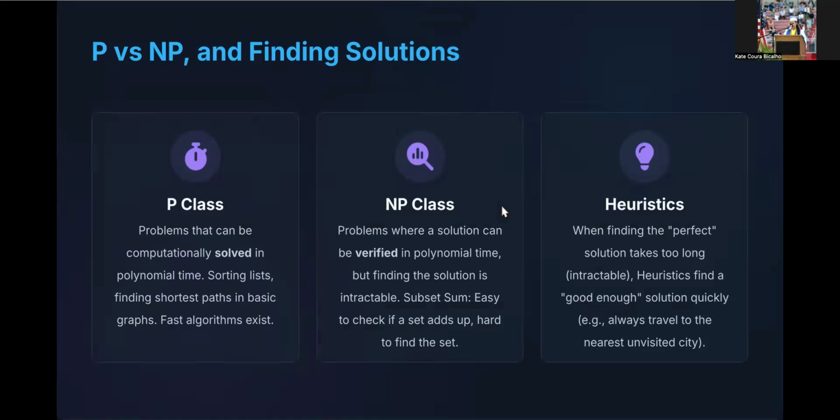So we're introducing P and NP. P are problems that can be computationally solved and verified in polynomial time. So we know how to find a solution to the problem in polynomial time, and we know how to verify if that solution is correct in polynomial time. Versus NP, we know how to verify a solution is correct in polynomial time, but we don't necessarily know how to solve it in polynomial time.